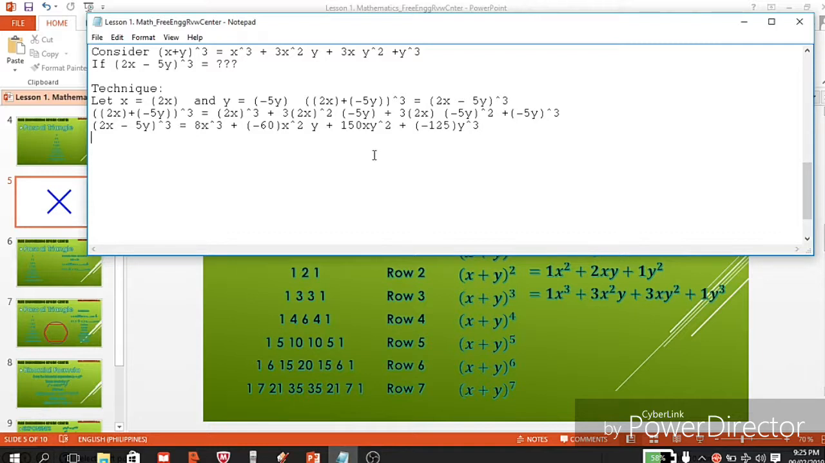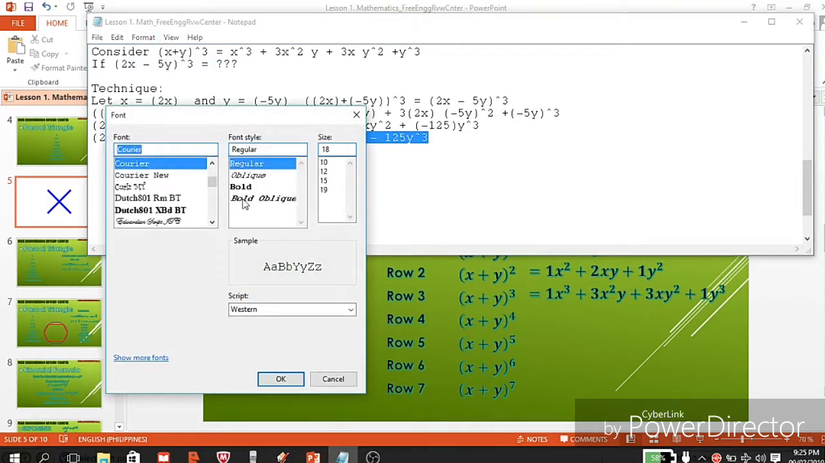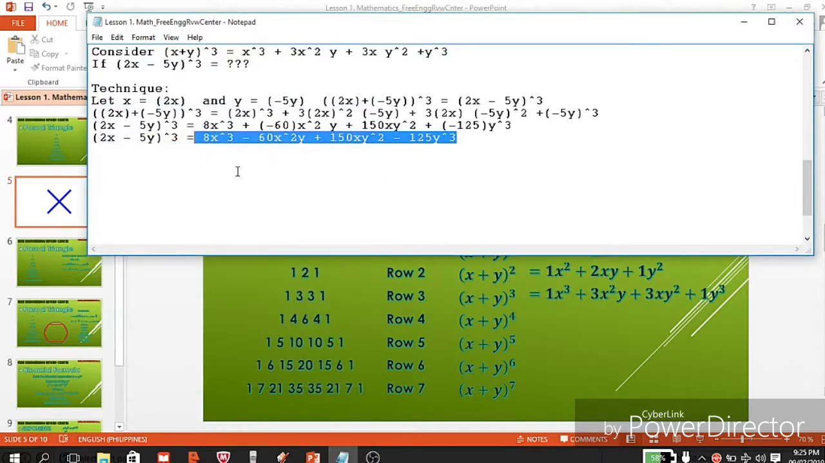So that's it. So I'm just going to simplify it furthermore. So this becomes 8x cubed minus 60x squared y plus 150 x y squared minus 125 y cubed. Now this is the answer. So I just need to bold that one.